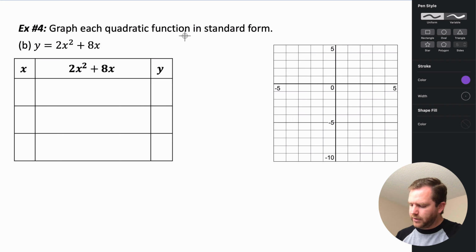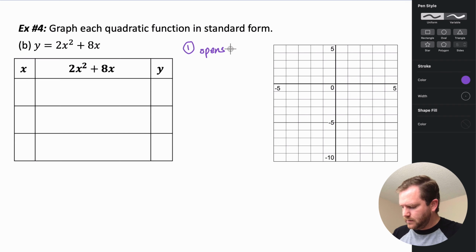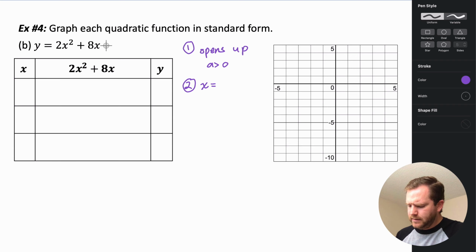Okay, so we want to graph this function, y equals 2x squared plus 8x. So first, we want to know, does it open up or down? So this opens up because a is positive, right? a is +2, so it opens up. Second thing we want to do is find the axis of symmetry. So x equals. Now in this situation, there's no value of c, but that doesn't impact our axis of symmetry, right?